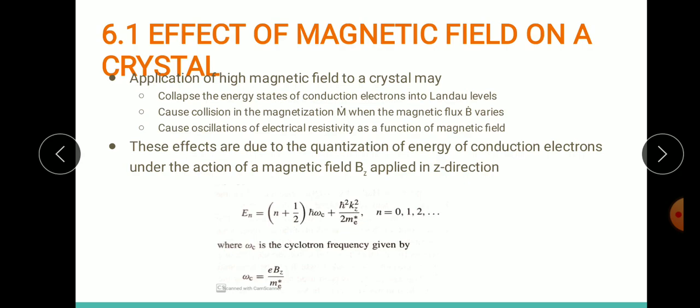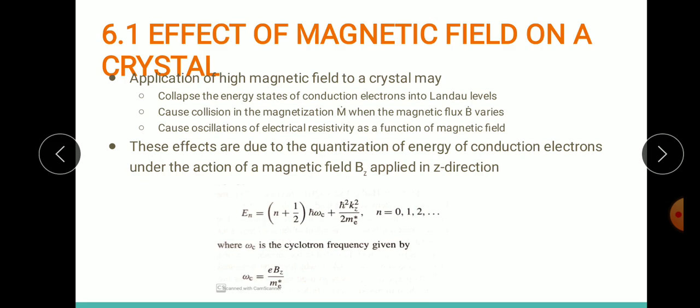So apart from this collapse of the energy state, some other effects may also occur. That is, the oscillation in the magnetization when your magnetic flux varies. As your magnetic field varies, the magnetic flux varies, and this may result in oscillations. So apart from the collapse, you may also get oscillation in the magnetization.